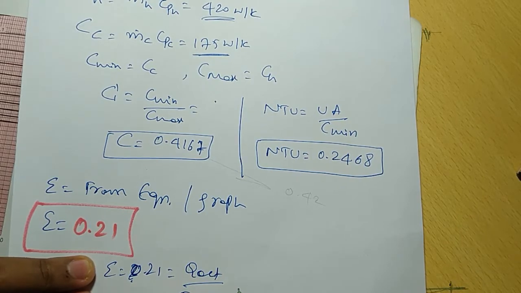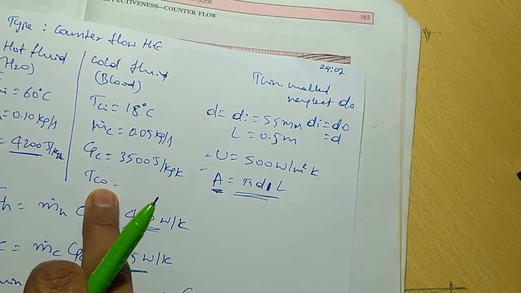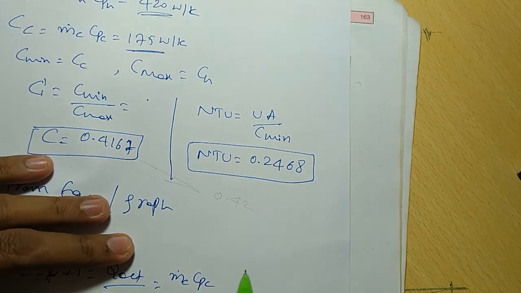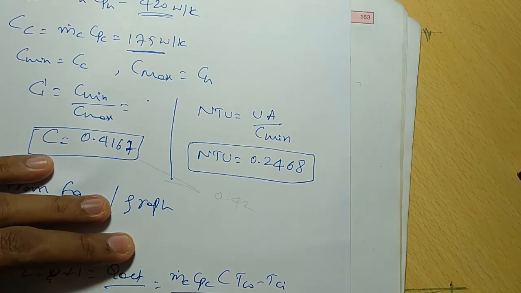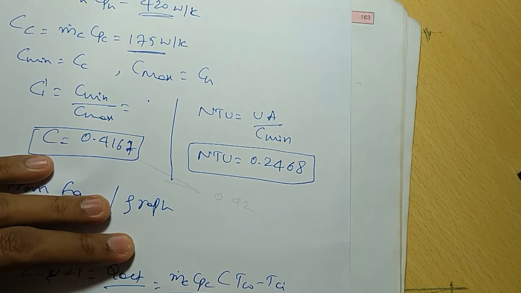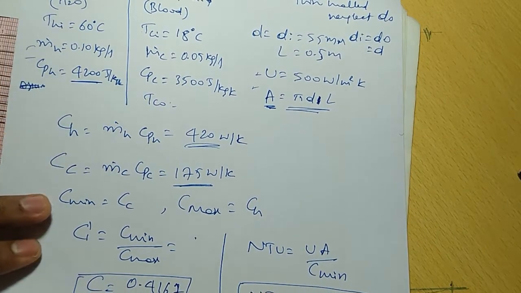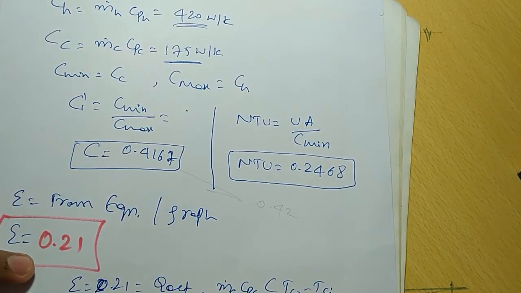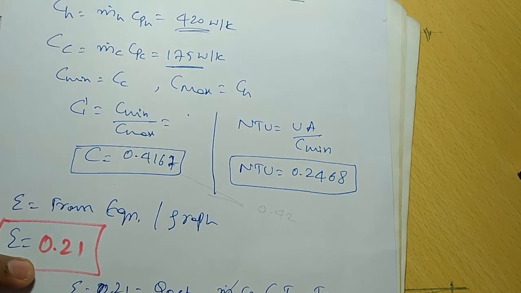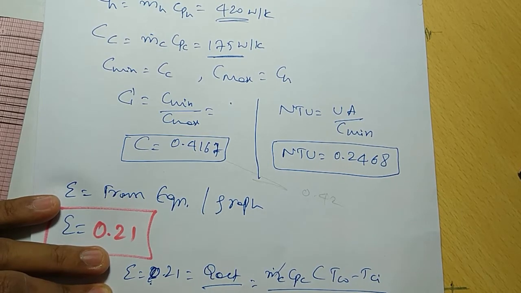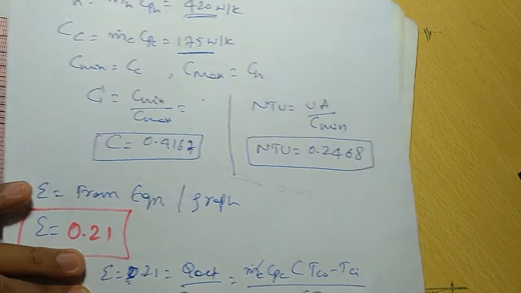In the problem it is clearly given that the TC naught, that is the cold fluid, you should calculate. Therefore, m dot c cpc into TC naught minus TCI, divided by C minimum into THI minus TCI. Here Cc is C minimum, therefore these two get cancelled. The left out is effectiveness is equal to TC naught minus TCI divided by THI minus TCI.